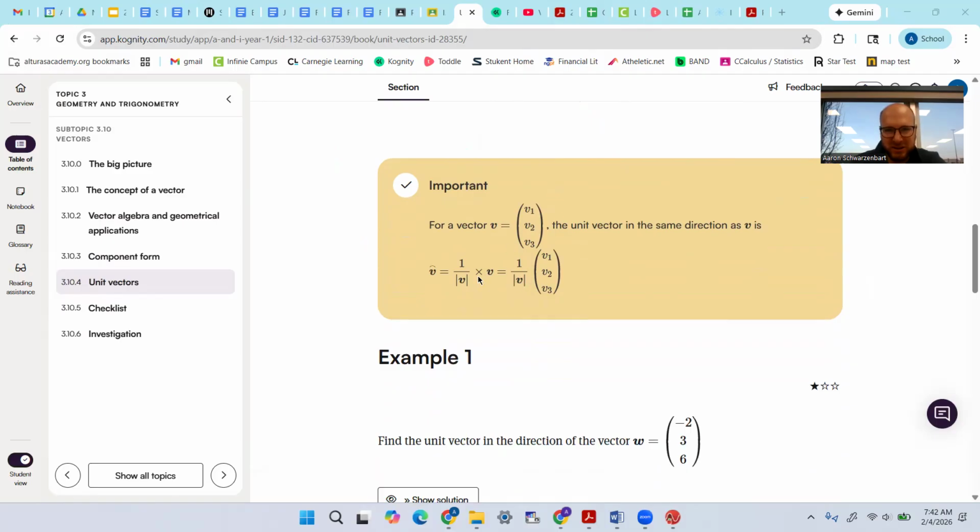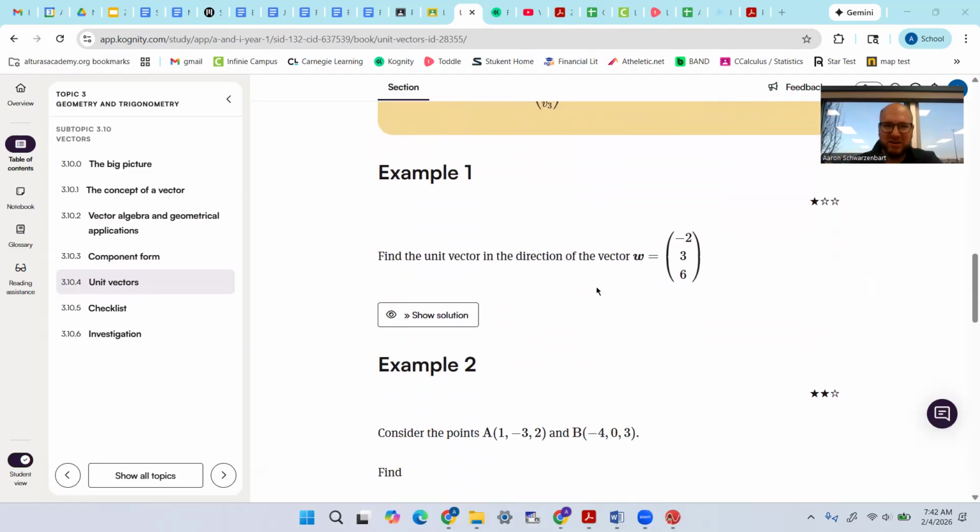And they show it here. I'm not sure if this is in your formula packet, but you're just dividing by magnitude. Remember that vertical lines means magnitude of the vector. So find the unit vector for W. First thing I need to find is magnitude of W. And that's square root of 2 squared plus 3 squared plus 6 squared.